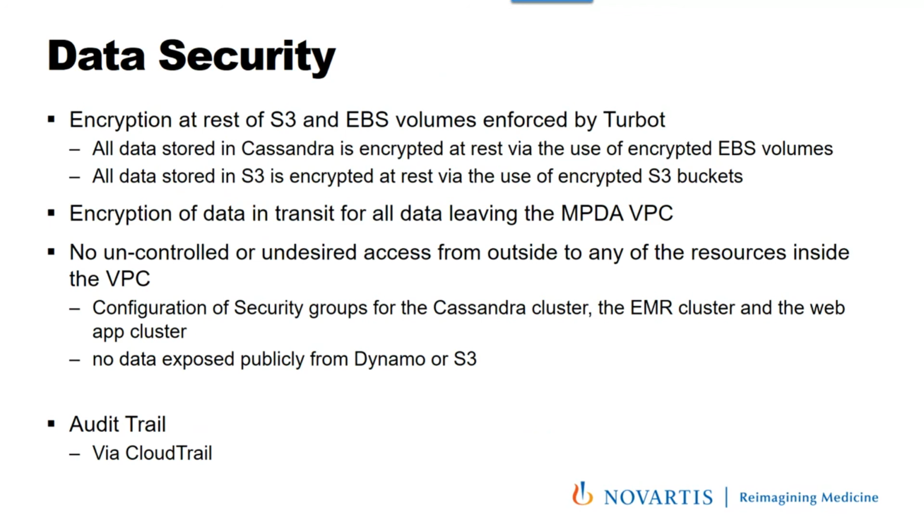We're using a standard setup in place of NACLs. We're using on-prem firewalls, which we're moving away from with the transit gateway design. We're also using security groups, and for audit trail, we're using CloudTrail. No data is exposed publicly. Next slide.